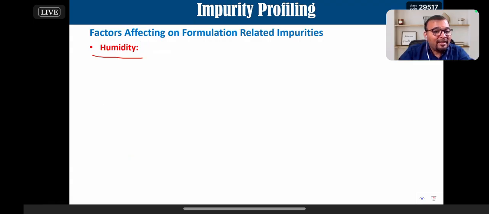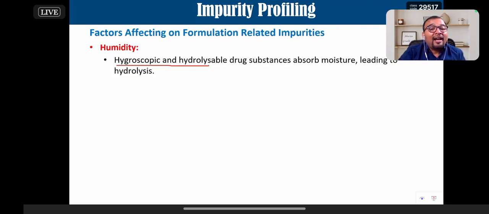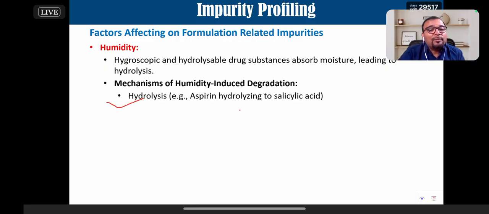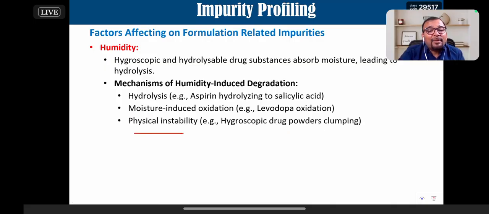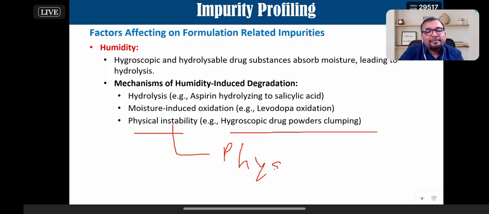And the third one is humidity. So this is another third important factor because of which your drug product may undergo degradation. Hygroscopic and hydrolyzable drug substances absorb moisture, which can lead to hydrolysis. So what is the mechanism now? The first one is hydrolysis itself. It could be like aspirin hydrolyzing and giving salicylic acid. Then moisture-induced oxidation like levodopa oxidation, or physical instability like hygroscopic drug powders clumping. So this is not actually a chemical change, but this can be called maybe a physical change.